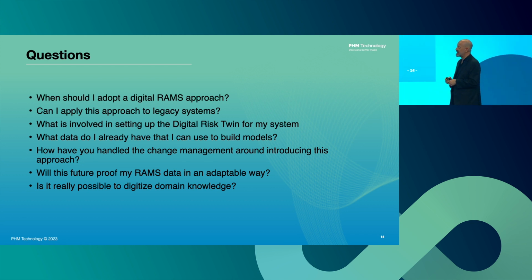Importantly, it feeds into the next thing, that if you digitize your RAMS data, you can potentially use it for other applications. And because of the data structure in the digital risk twin, which is formalized, it's easy to reuse that data at a later stage.